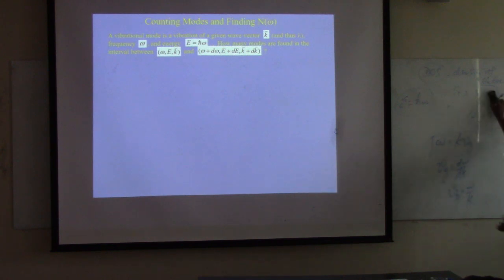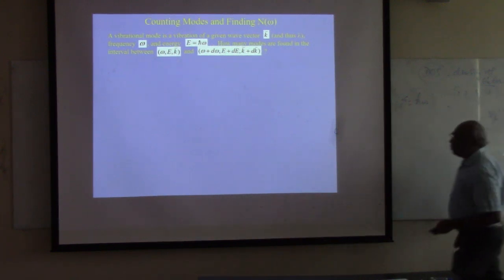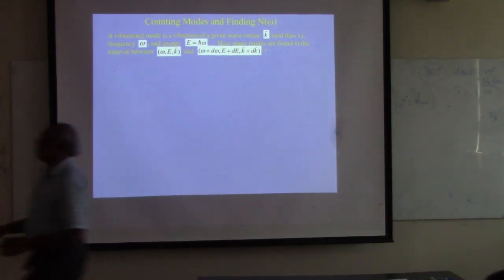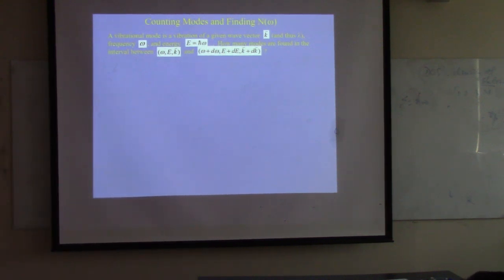Now we know one thing, because what we are going to do is this. We are going to calculate n of omega, right? But we don't directly calculate n of omega. What are we going to do? Calculate n of k. Then when we know k, we can calculate d omega over dk. In this case it's easy, right? What is d omega over dk? Simply Vg, right? But later it becomes more complicated.